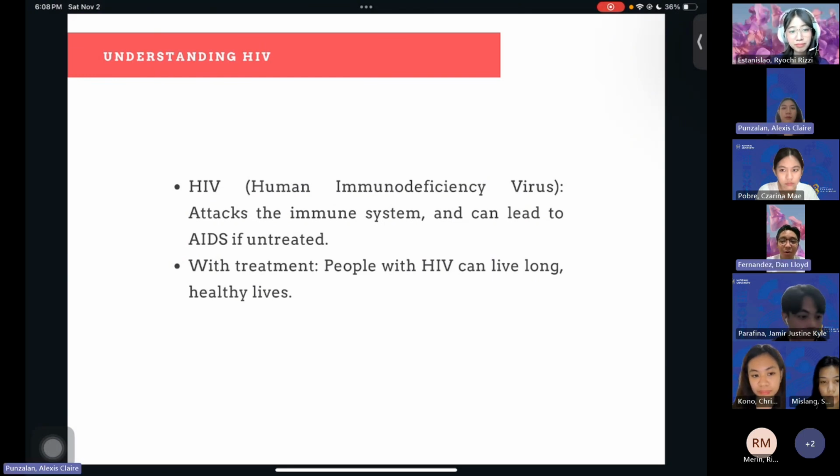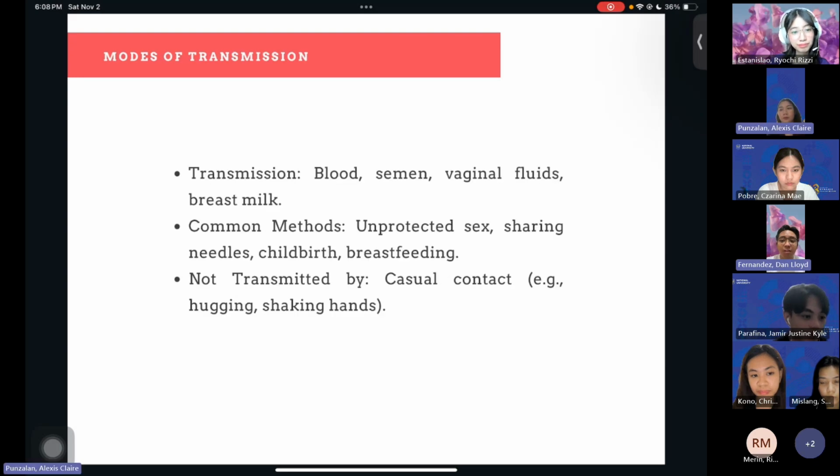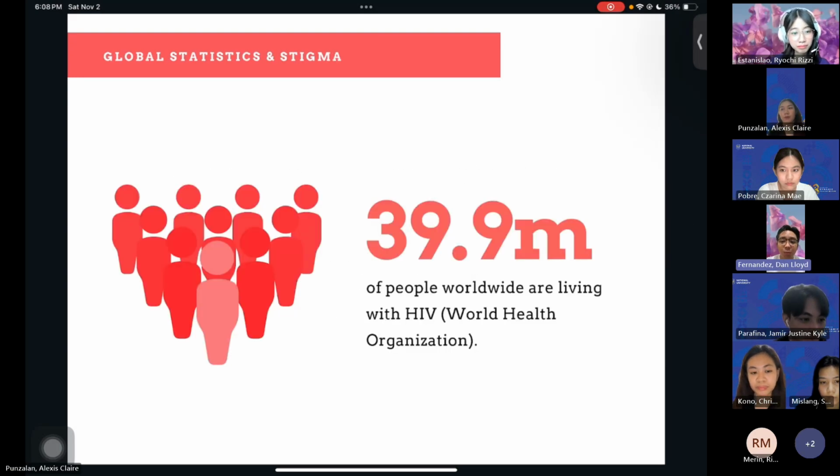Okay, according to WHO, over 39.9 million people worldwide are living with HIV. And while new infections have decreased over the years, millions of people are still diagnosed each year. Despite medical advances, HIV remains heavily stigmatized, which can prevent people from seeking treatment or even testing.